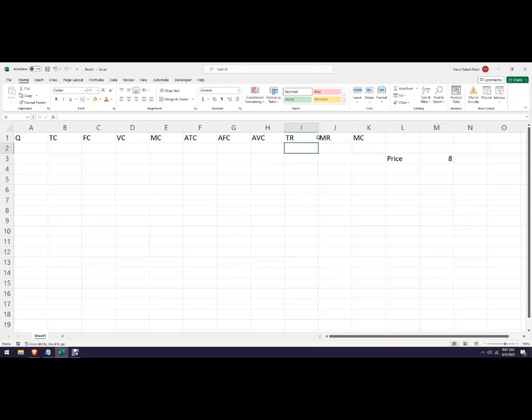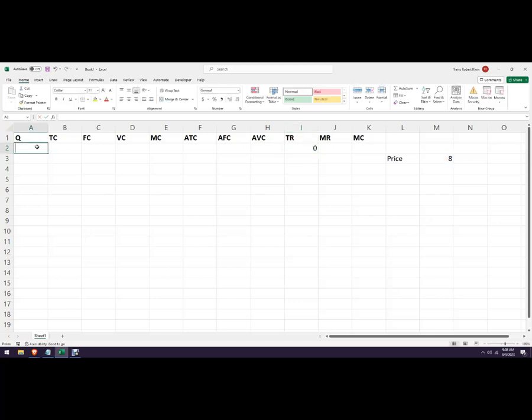So we want to basically fill in a bunch of formulas. I'm going to make these bold here. Okay, so we're going to put equals whatever the price is, and I want to lock that cell. So I'm going to hit F4 on the keyboard, or you can put two dollar signs right there, and multiply that by whatever the quantity is.